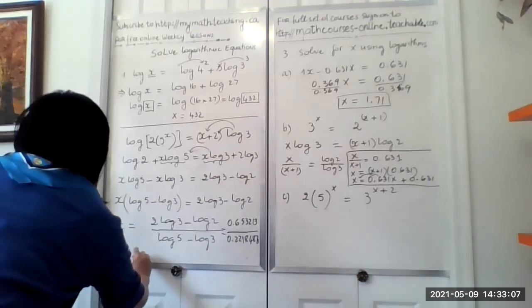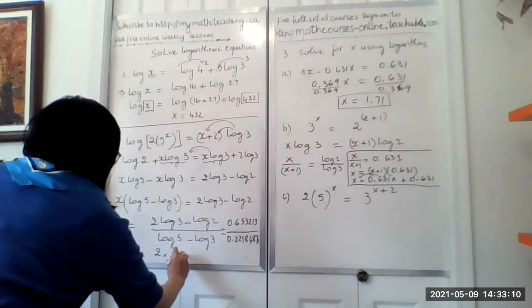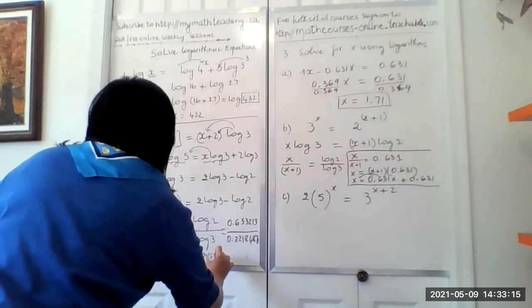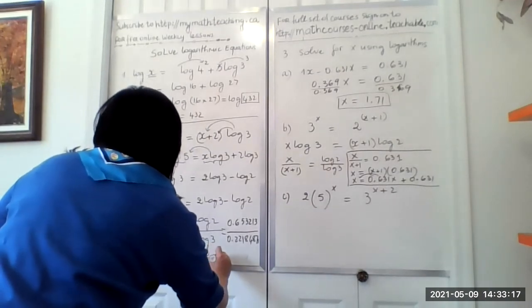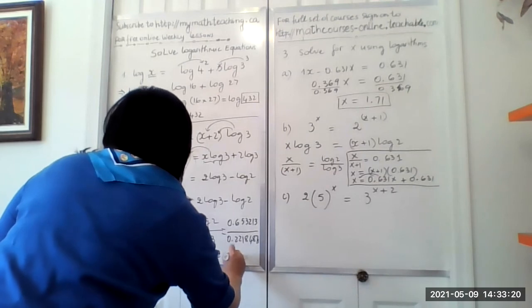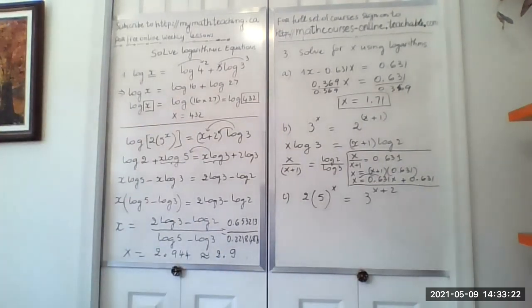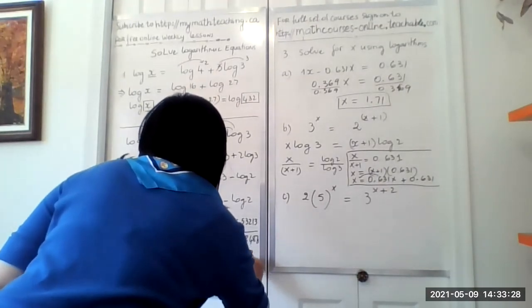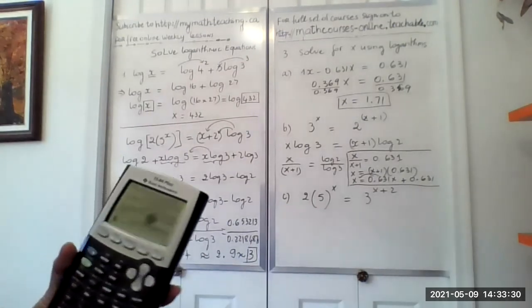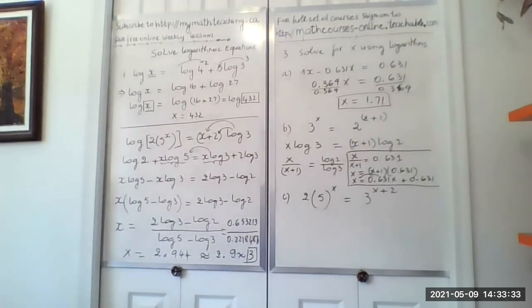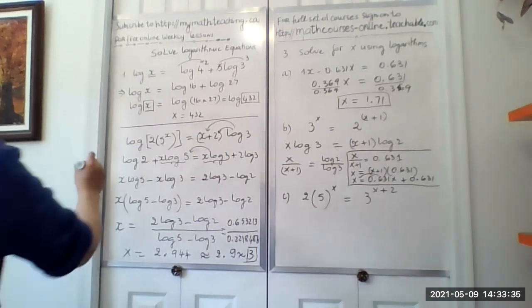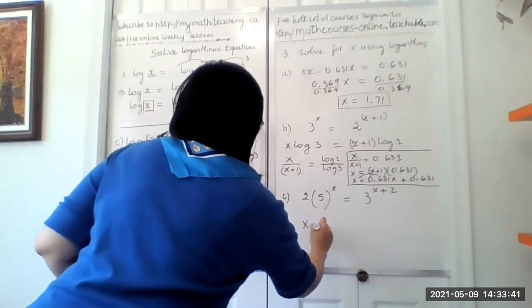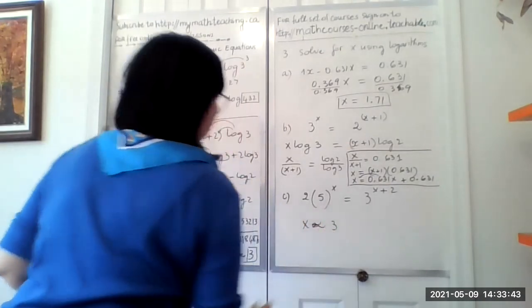So this x will be equal to 2.944, and I can round up, right? Is x equal almost 2.9. So almost 3, right? Almost 3 if I want to round up like that. So x almost equal 3. So that's the answer for the question C. So this is how we do question C. So the answer x equal almost 3. That's the answer.